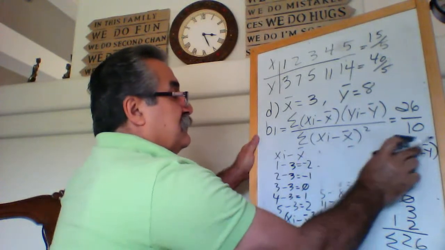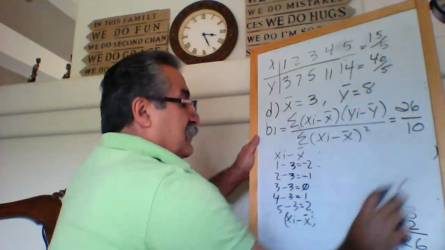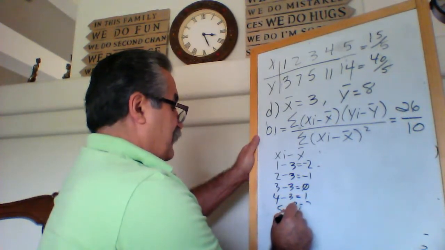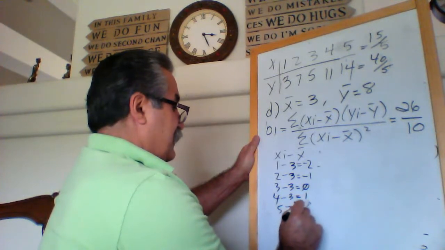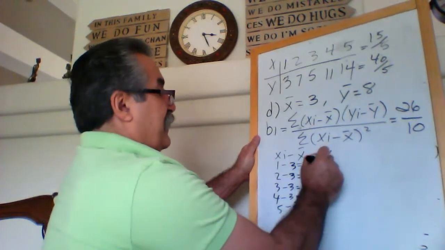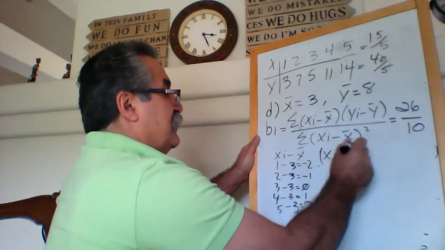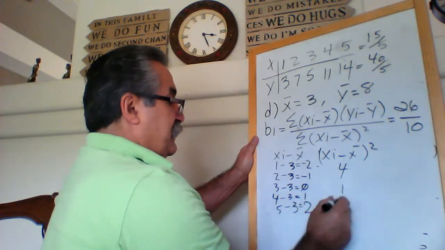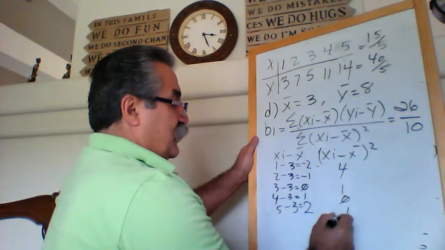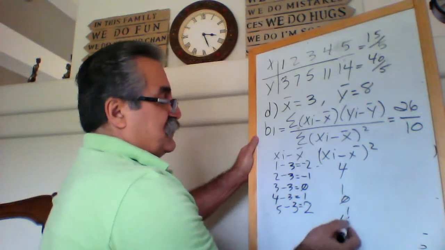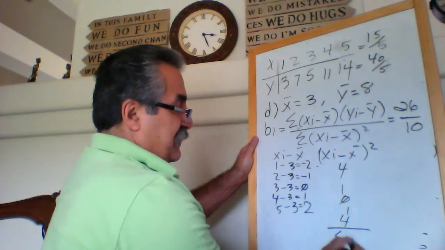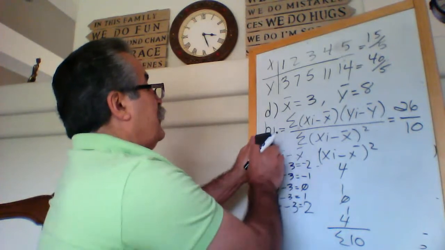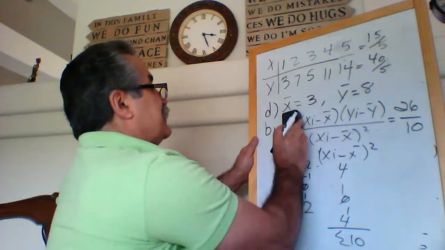Okay? So we're going to do 5 minus 3, that's equal to 2. Now let's say xi minus x bar squared. -2 squared is 4. -1 squared is 1. 0, 1, 2 squared is 4. 4 plus 1 plus 1 plus 4, that's equal to 10. So 26 divided by 10, then our B1 comes out to be 2.6.